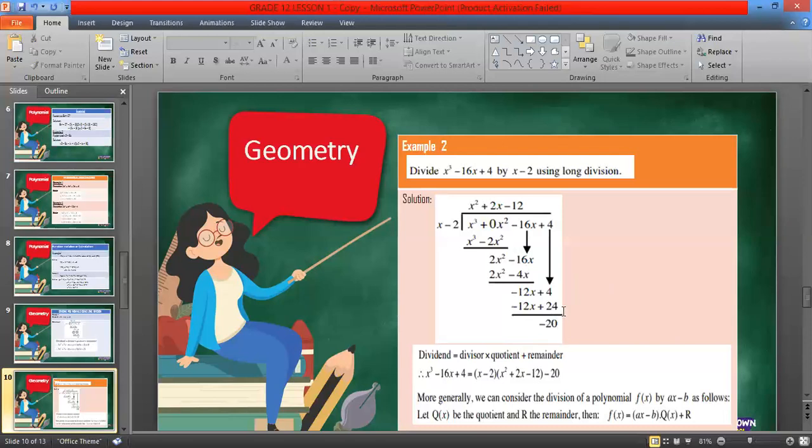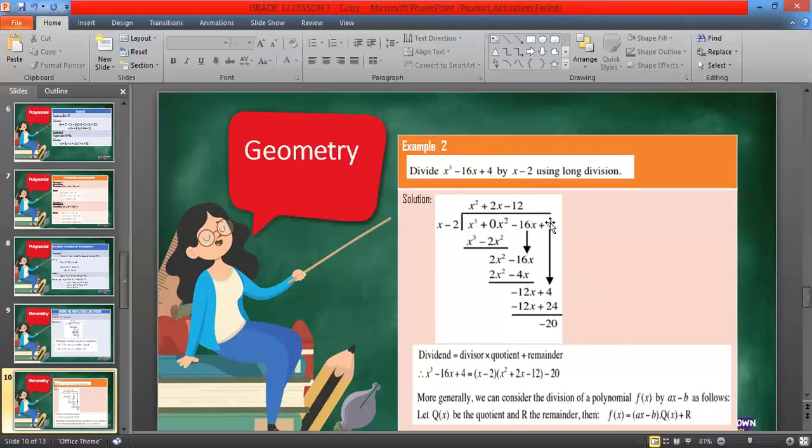So basically, now we're saying if you divide x cubed minus 16x plus 4 by x minus 2, our answer will be x squared plus 2x minus 12, and then there'll be a remainder of minus 20. Okay. So let's go over that again quickly.